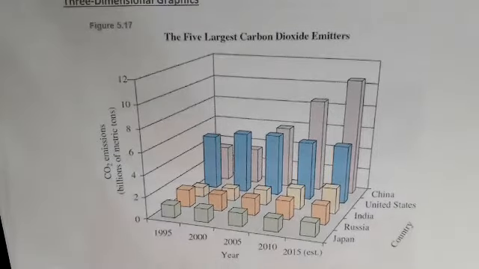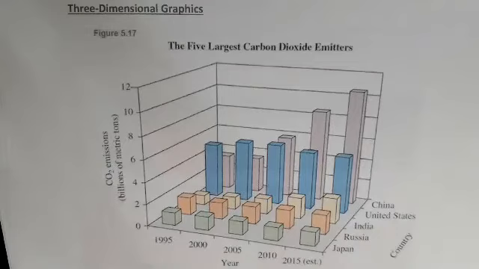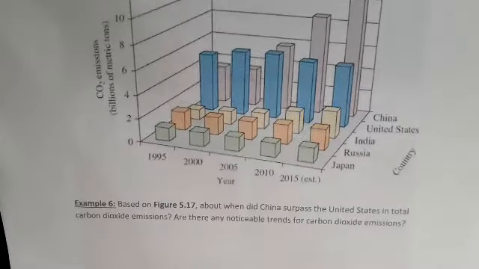And so if we wanted to do that, we're comparing three different factors or three different variables. We would want to make a 3D graph of some sort. And we want to look at this based on figure 5.17 about when did China surpass the US in total CO2 emissions? Are there any noticeable trends for CO2 emissions?